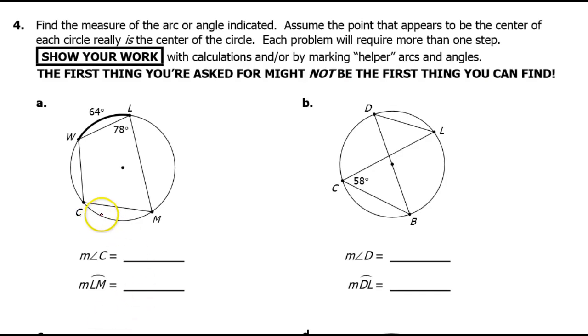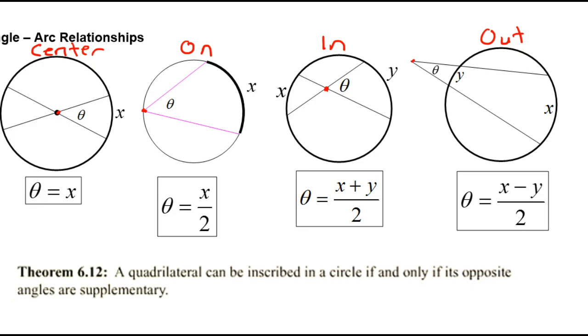Okay, so looking at problem number 4, part A, I'm seeing that the one angle that we're given, that's 78, is on the circle. Okay, so that tells me something about this pattern right here. Remember, if the vertex is on the circle, we know that the angle is half the arc, or the arc is double the angle. All right, so keep that in mind.